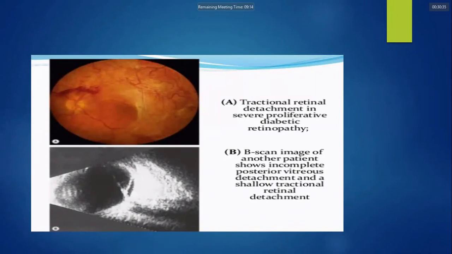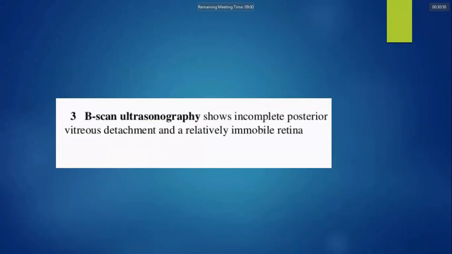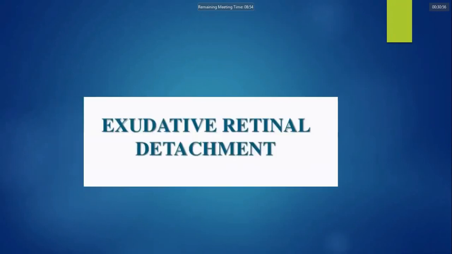In the B scan also you can see the traction retinal detachment and the fibrovascular membrane. And here you can see the fresh rhegmatogenous RD like this. Over here you will see like this. B scan shows incomplete posterior vitreous detachment and relatively immobile retina.